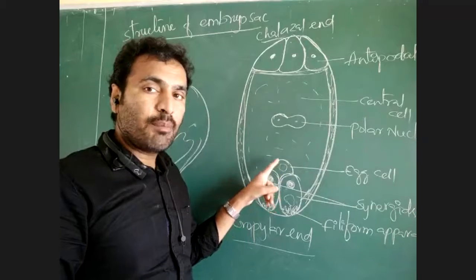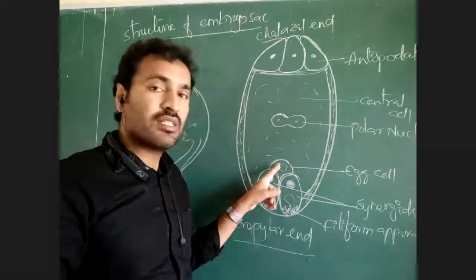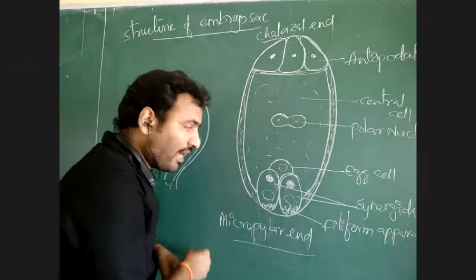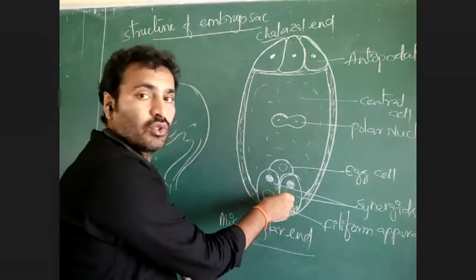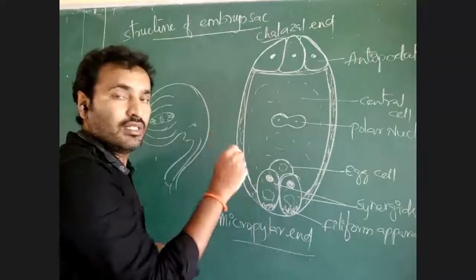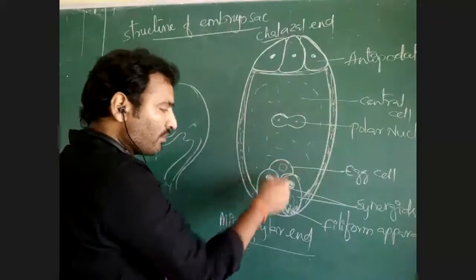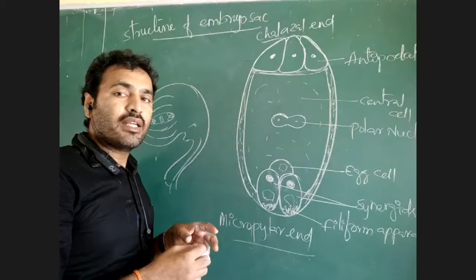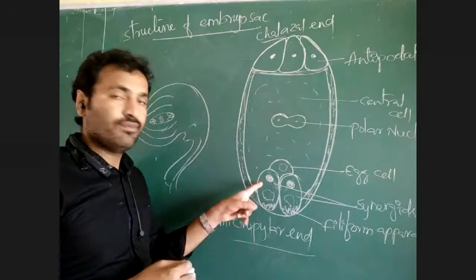Okay. The presence of the basal nucleus in the egg cell is responsible for fertilization because the pollen tube is carrying male gametes through the synergid into the embryo sac. Okay, this we will see in fertilization. As the egg cell has a basal nucleus, it can combine with the male gamete carried through the pollen tube very easily.